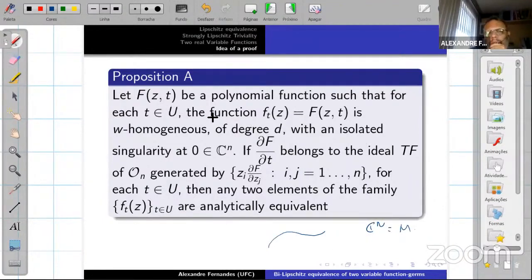Then how can you show that? How can you guarantee that all the elements of this path are analytically equivalent in a special way?